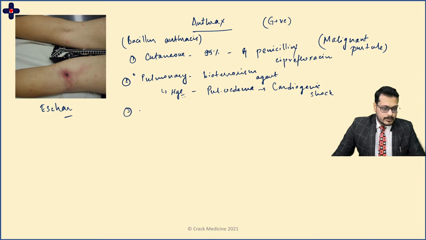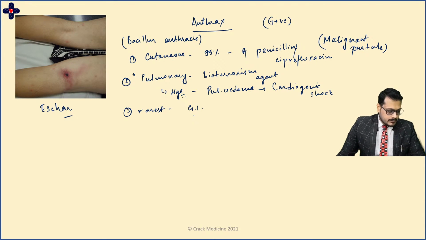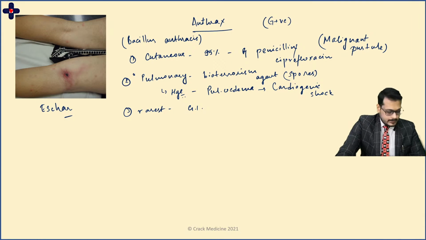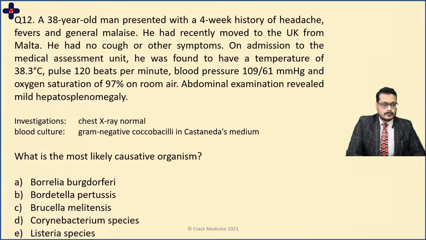Okay, so the third one, which is the rarest, that is GI. Okay, so the GI cases are rarest, and basically this happens via spores, or I'll write it that side so you can remember it easily. Okay, so that's all about anthrax, and let's move on to the next one.